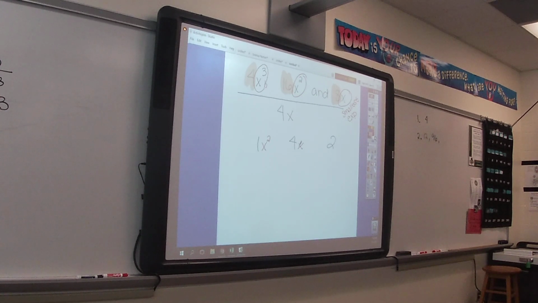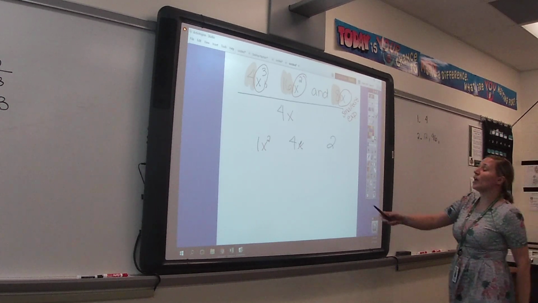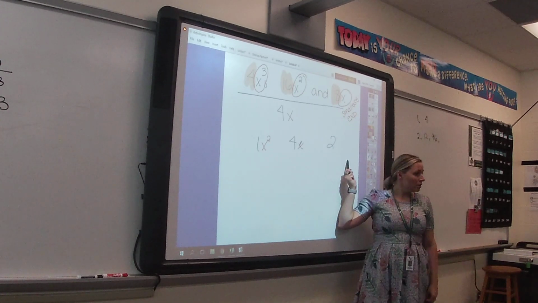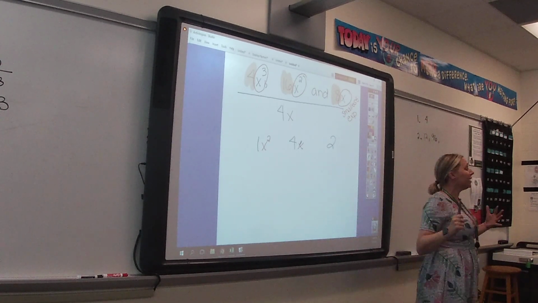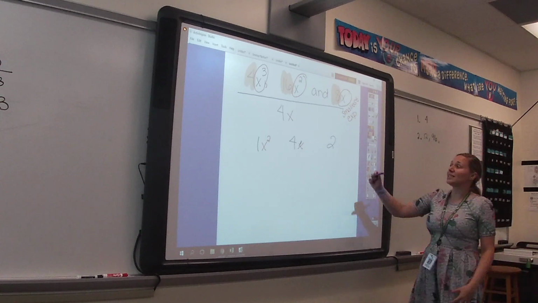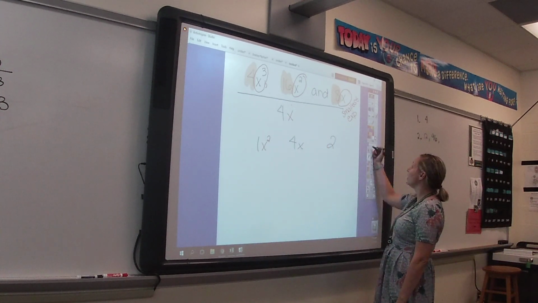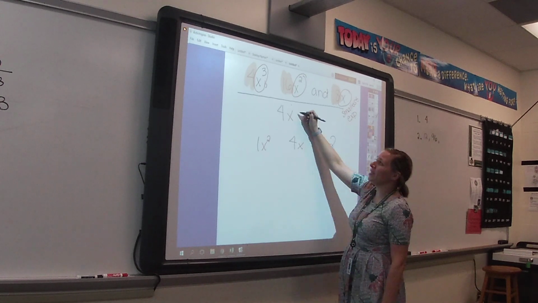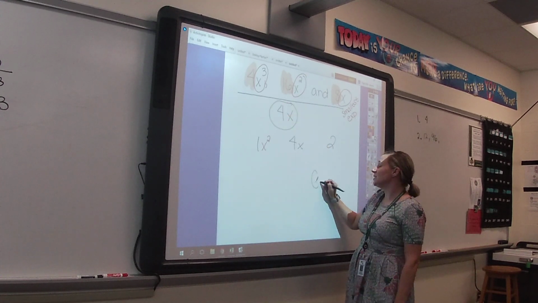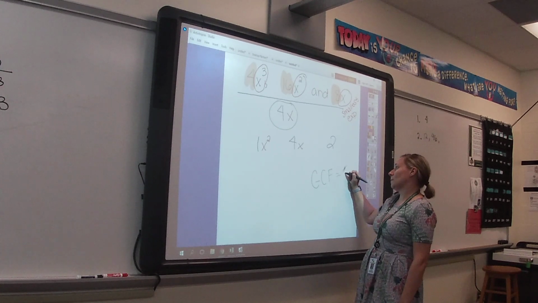Does anything go into 1, 4, and 2? 1, 4, 2, 1, 4, 1, which, right, that's when we know we're done. And do they all have the variable? No, so we cannot go any further. That's the answer. Which tells us that our GCF would be all the pieces we pulled out multiplied together, except we only pulled out 1 piece. So our GCF will be 4x.